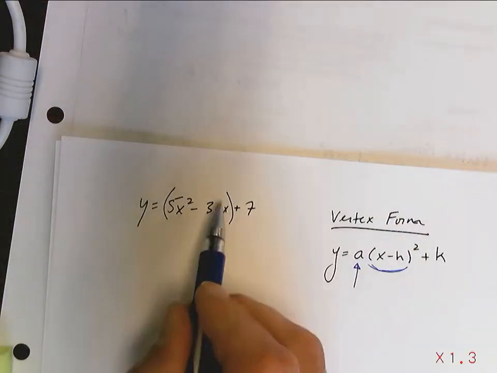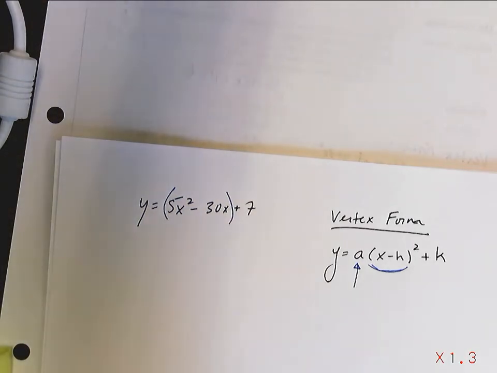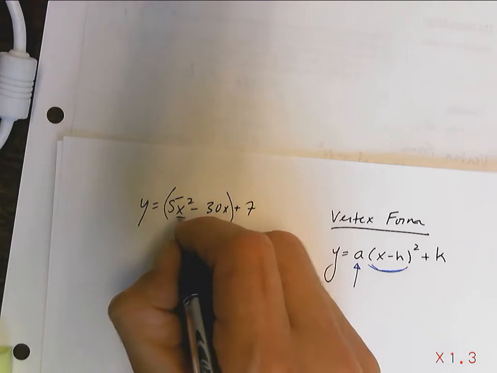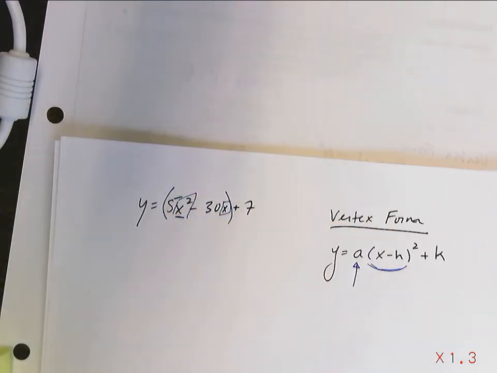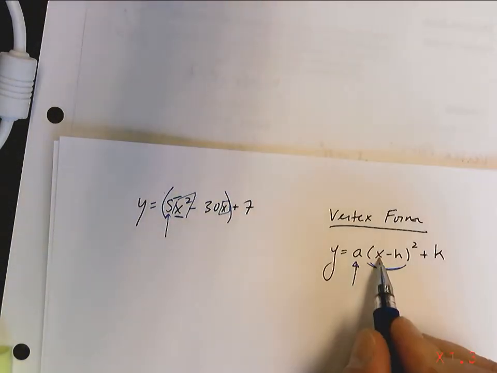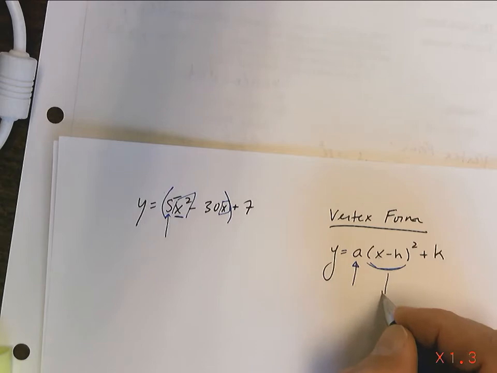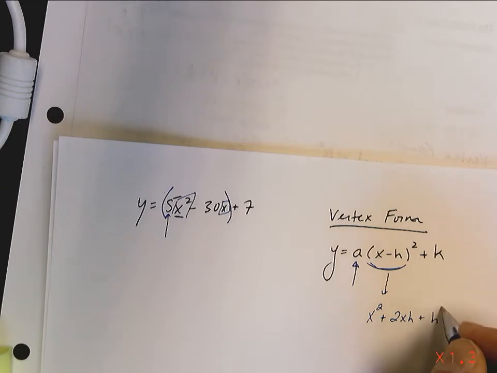So what I've done is I've grouped these two together. Plus 7 still on the outside. I'm going to common factor, but not the whole thing. I want the x squared to stay in there, and I want the x to stay in there. It's this value I want to take out. Because, now think about this. If I was to expand this, this is going to become x squared plus 2xh plus h squared.